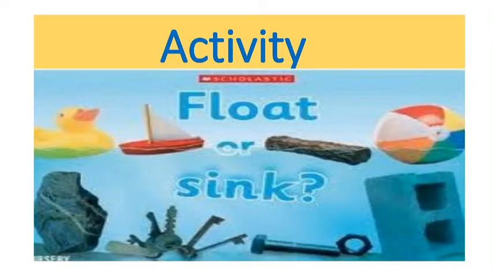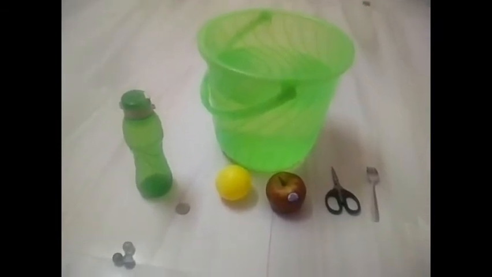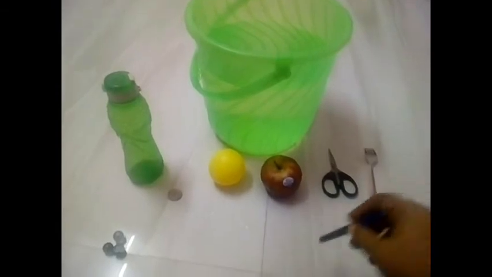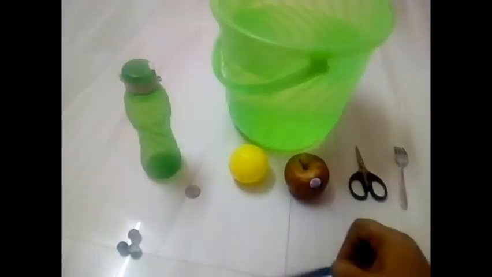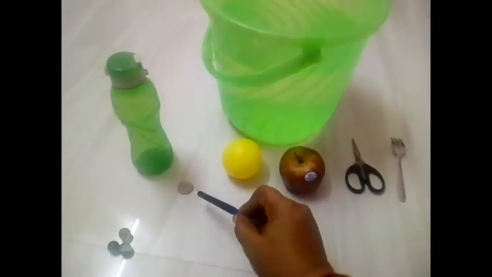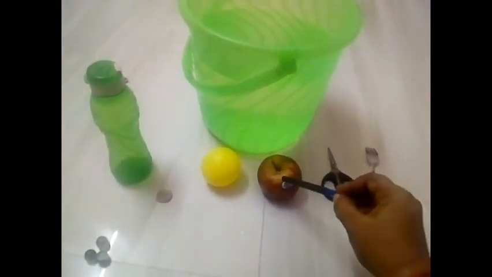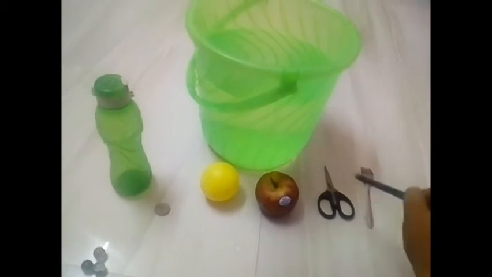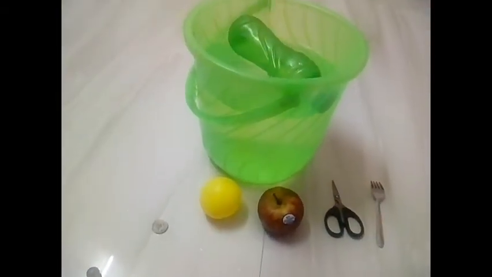Let's do an activity to understand about floating and sinking. Are you ready to see the activity, children? To do this activity, we need a bucket of water and some objects. So I have taken an empty plastic bottle, a coin, some marbles, a plastic ball, an apple, scissors and a spoon. What happens when I put an empty water bottle and a coin in the bucket of water?